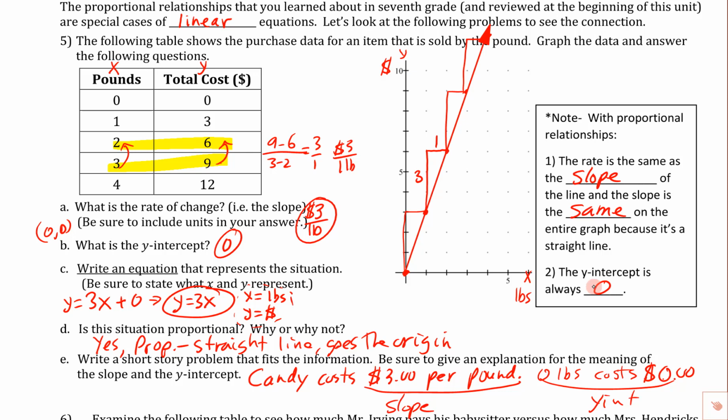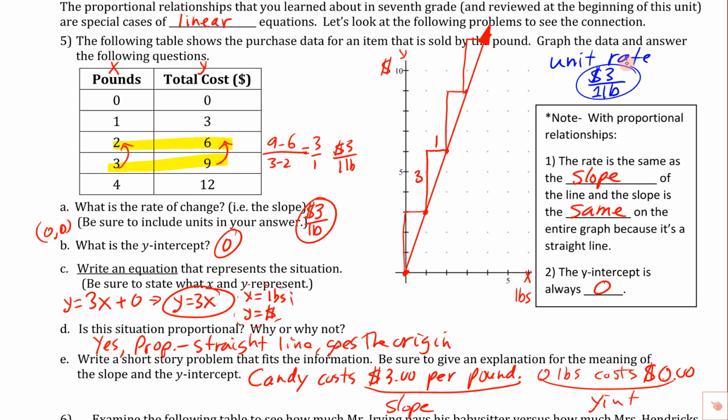Now I do want to point out one more connection to what we've talked about before. Let's talk about unit rate. Unit rate, remember, always has to have a 1 in the denominator. The slope on this one, or the rate of change here, was $3 per pound. And if we wanted to, we could put 1 pound right there. Well, that is the unit rate.